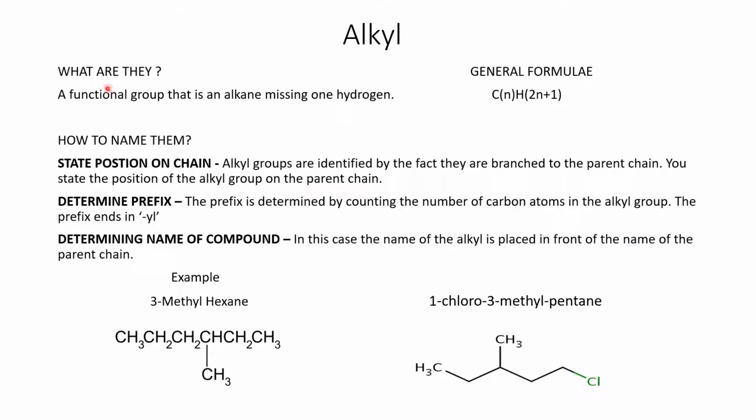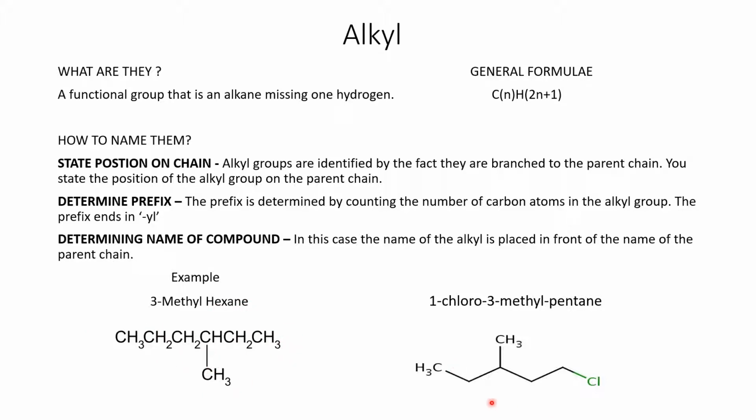Here we have the alkyls. The alkyls are a functional group that is an alkane missing one hydrogen. These are fairly simple rules here, but to make it easier for you, I'll show you. This is a hexane, and as you can see, the side chain is coming from the third carbon. Now, when it comes to naming this, you state the position of the alkyl group in relation to the first carbon that's closest to it, and then you state the number of carbon atoms in the parent chain, which is this. So this is 3-methyl hexane.